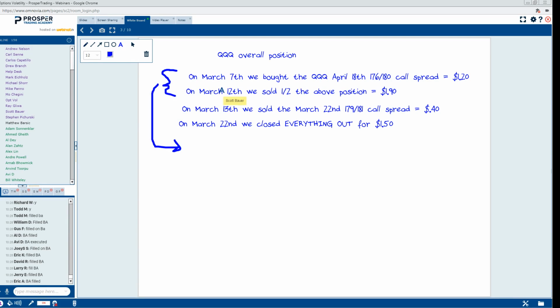The first part, where we closed out half, we made 70 cents on a $1.20 investment, so 58% on half of our position. Okay, everybody following?